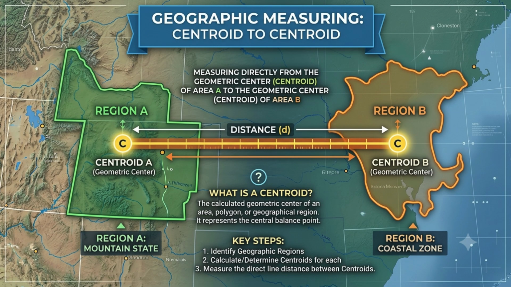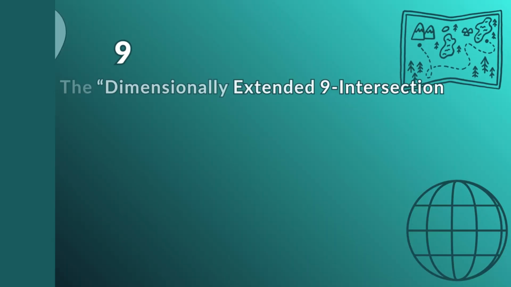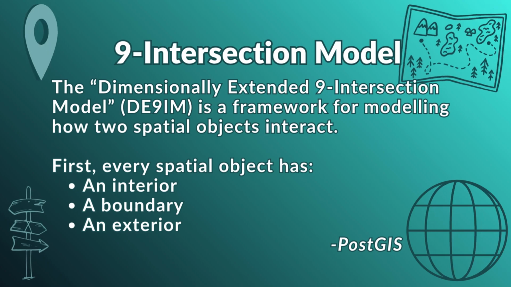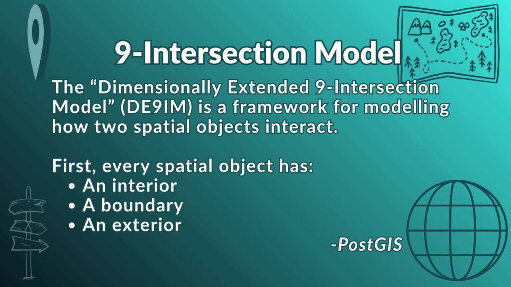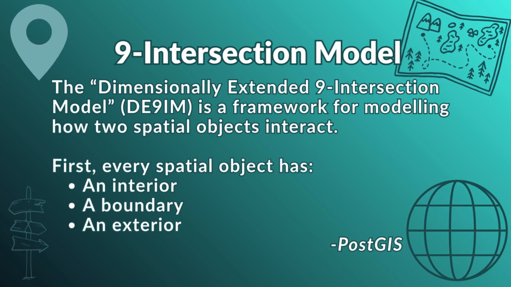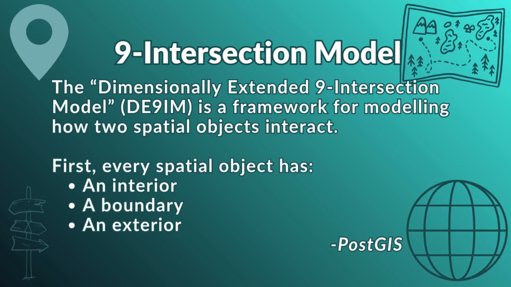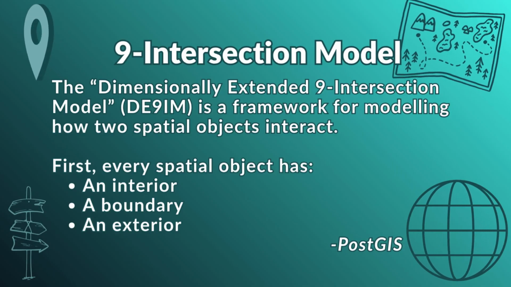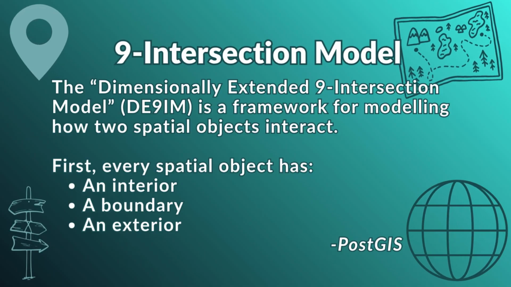Let's dig into that term really quick, topological models. How does the software mathematically understand that the U.S. and Canada are touching? The study guide highlights something called the 9-intersection model. This is the definitive mathematical framework for spatial relationships. The 9-intersection model doesn't care about distance at all. It only cares about connectivity.